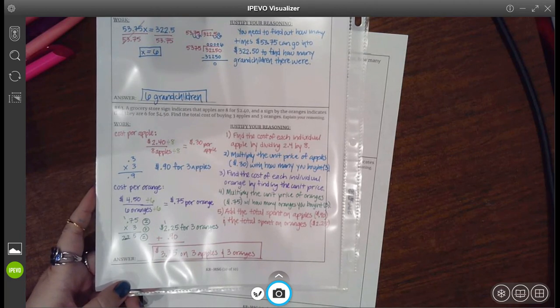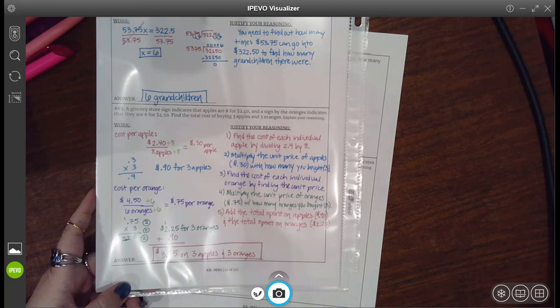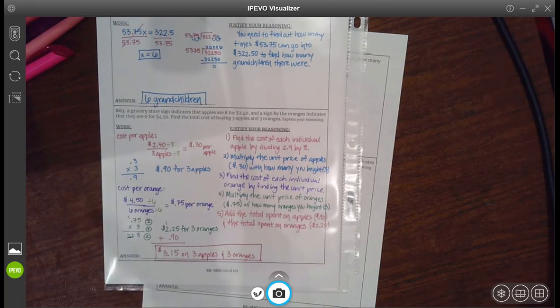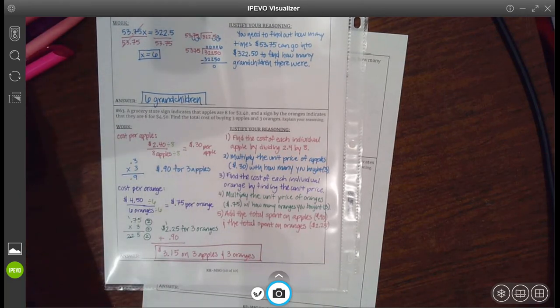Congratulations, my little mathematicians. You have now mastered like half of the content for 6th grade. You should feel very, very proud of yourselves. I know that I do.